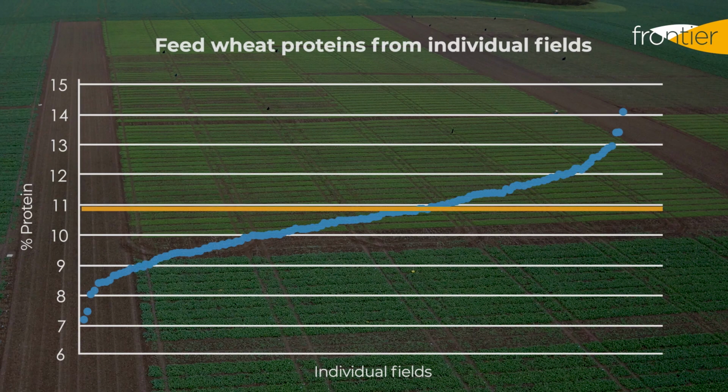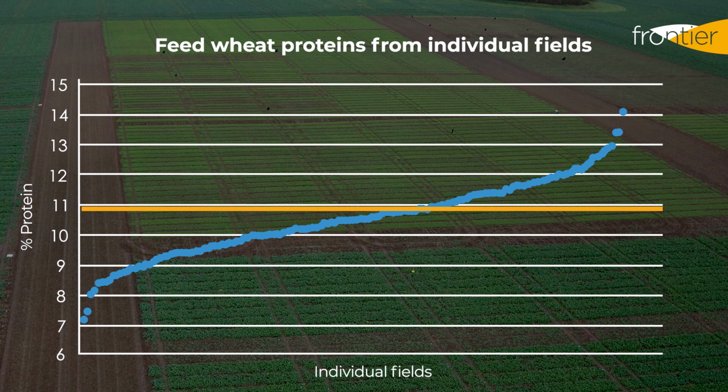You're looking for a protein of around 11% for feed wheat. If you're significantly under that or significantly over that, it would indicate that you've either historically under or over applied nitrogen to those fields. As you can see in this graph here, this shows the individual grain proteins from fields that were sampled through our broad spectrum grain analysis service.